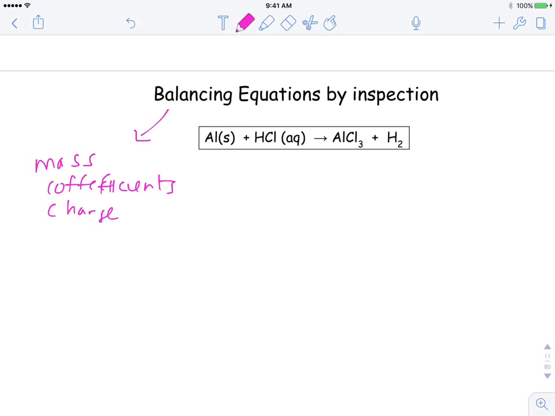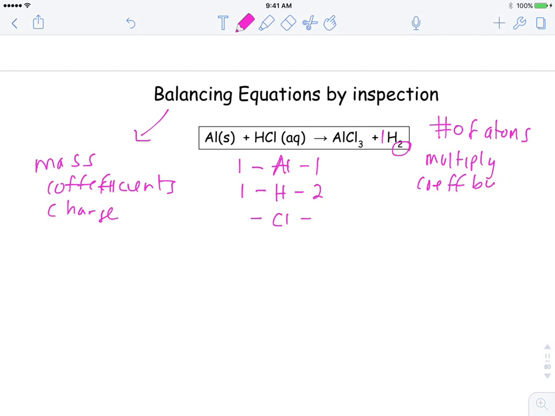So when I look at this, I have my aluminum, and I could set up a little chart since this is the first one that we're doing. We'll do aluminum, hydrogen, and chlorine. Those are the atoms that are on both sides. I look at my aluminum and I have 1 and 1. And I look at my hydrogen and I have 1 and I have 2. Well, why do I have 2 hydrogens? I look at the subscript and I look at the coefficient and I see that there is 1 times 2. And so really, when I want to find the number of atoms, which is what I'm trying to equal, then I multiply the coefficient by the subscript.